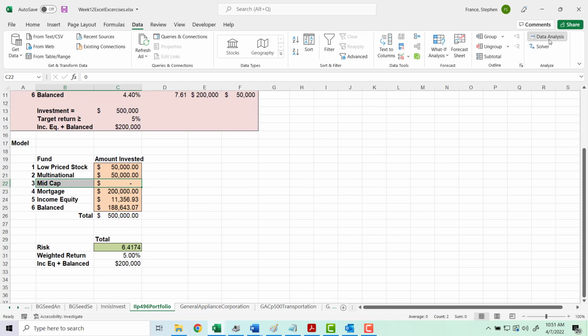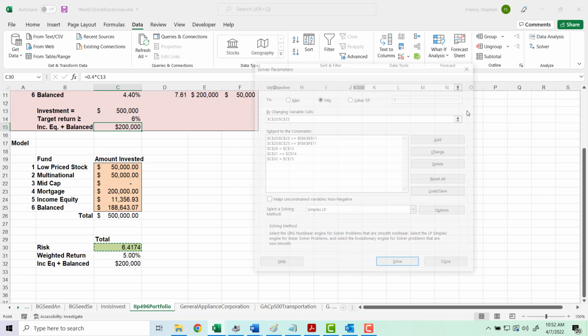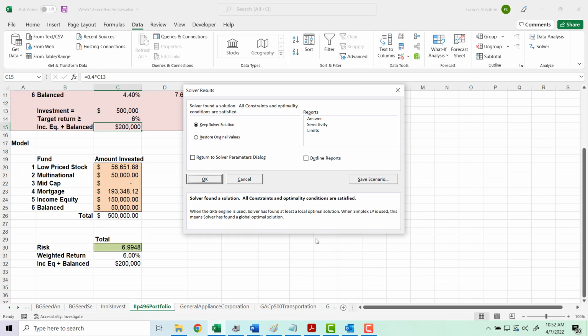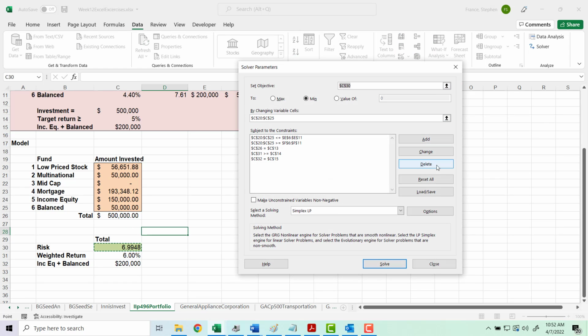And we could actually play around with this a little bit. So say we could do a what if analysis. So say we had a weighted return of 6%. Then I guess we'd have to take on more risk. So I'd imagine that our risk would be greater than 6.41, but let's just play around. And there we are, risk is 6.99 if we want a return of 6%. Now let's go back to 5%.